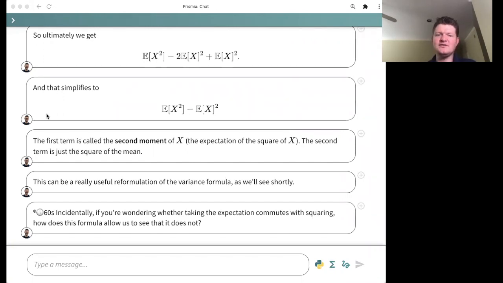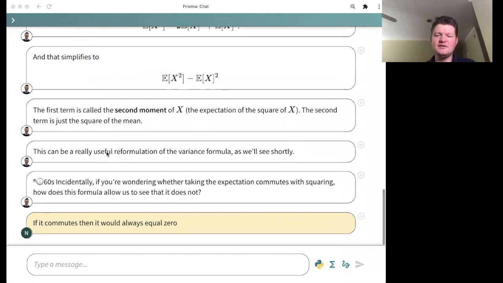So we had one answer come in, Nick. So tell us what you said here. Why is this true? Yeah, that's perfect. So if it were the case that squaring an expectation commuted, then every random variable would have a variance of 0. And of course, that doesn't make sense.